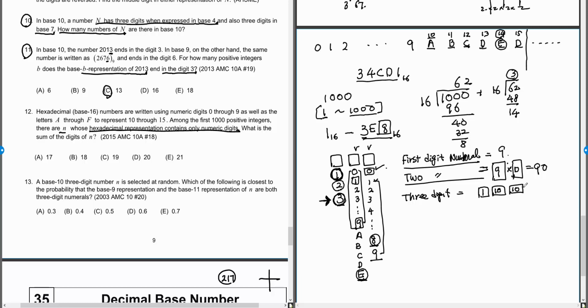100, right? 100 numbers. Is it okay? Digit 2 also has 100 numbers. Digit 3 is also how many numbers? 10 numbers available. What about the last digit? Up to 8. Isn't it? Up to 8. So how many numbers are there? 80.